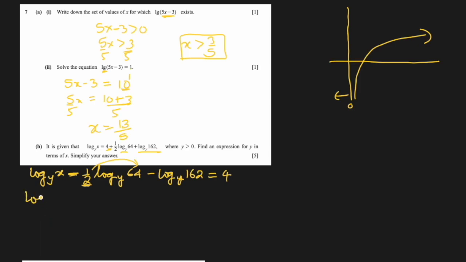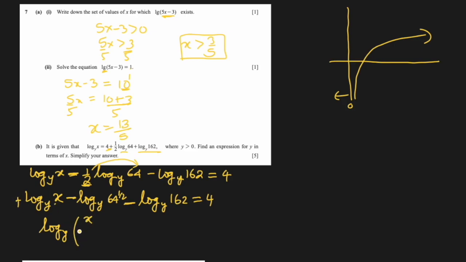So the new line becomes log base y x minus log base y 64 to the power half minus log base y 162 equal to 4. Now I can combine them. These two are subtracting, that means they will divide inside the log. Log base y remains log base y for all. X is positive here, so it becomes the numerator.